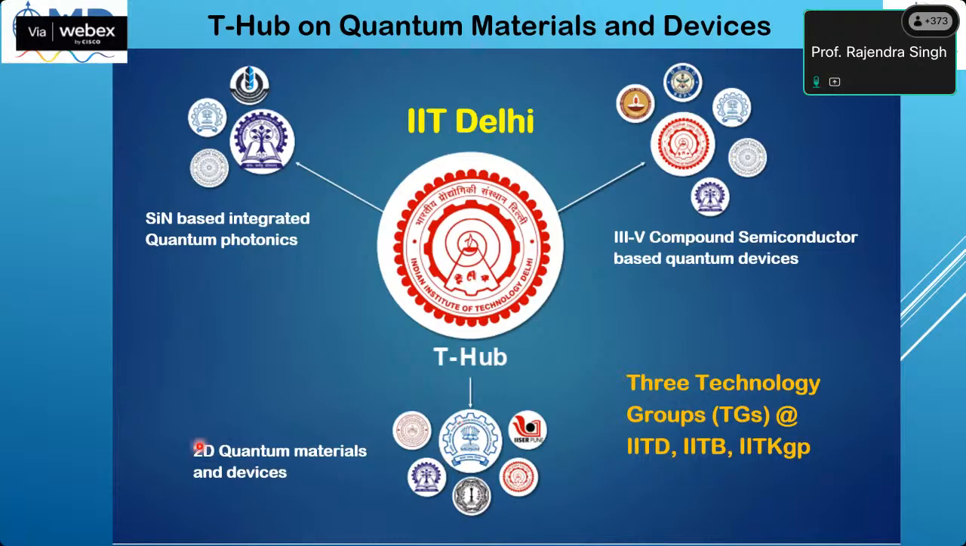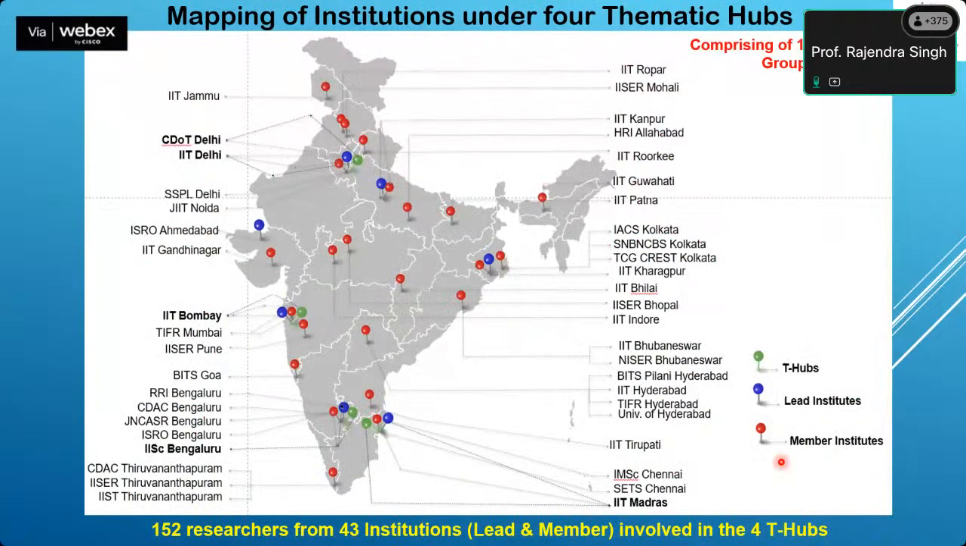Second one is at IIT Bombay, which is on 2D quantum materials and devices. What devices we are making, what kind of materials we are exploring and developing, this also I will tell. And the third one is at IIT Kharagpur, which is developing silicon nitride thin film based integrated quantum photonics, and they are also developing various materials as well as device technologies. So this is what we have: three technology groups, what we call the TGs: Delhi, Bombay and Kharagpur.